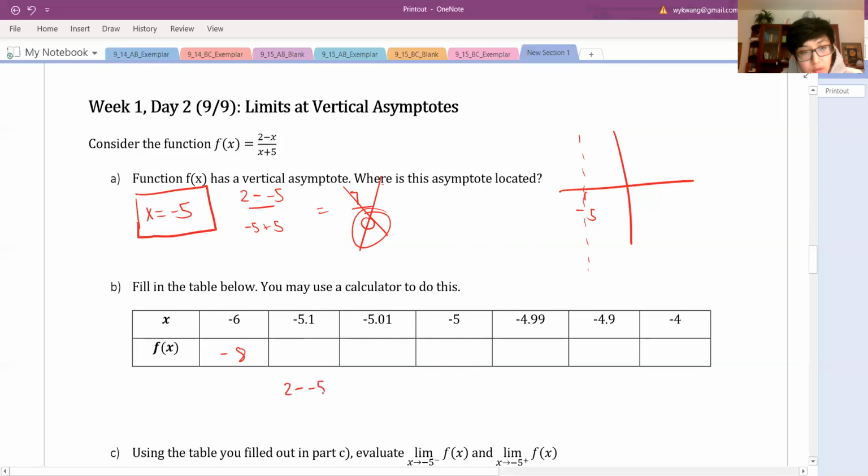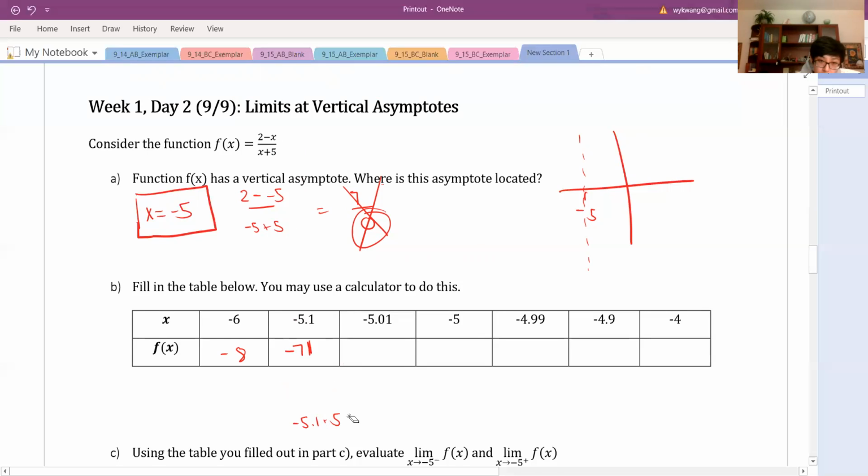2 minus -5.1 over -5.1 plus 5. I'm just plugging in -5.1 for x now. What is that? 7.1 over -0.1. Right. So now we're going to get -71. So we can kind of tell where this is going, right? I mean, it's pretty clear.